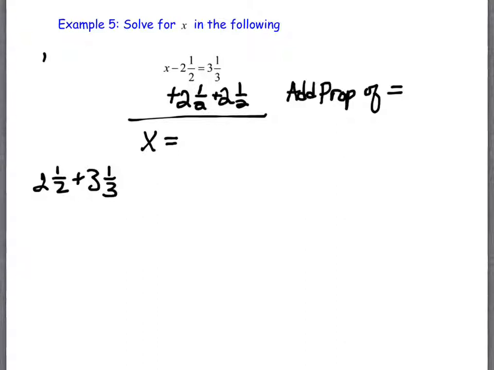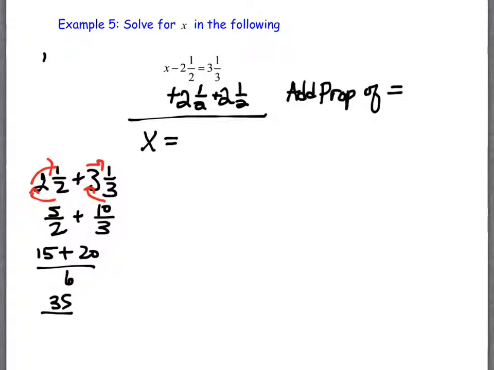So I'm going to change them into improper fractions. 2 1/2 becomes what? 5 over 2. Careful. And then the next one, 3 1/3, becomes 10 over 3. We'll use that visual way of adding the fractions together with the multiplication pieces. We'll multiply across the first diagonal, 5 times 3, which is 15. Second diagonal, 2 times 10, which is 20. And then across the denominator, which is 6. So 15 plus 20 is 35, over 6.